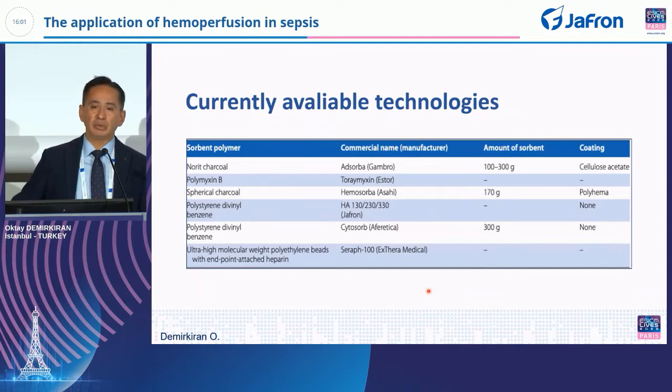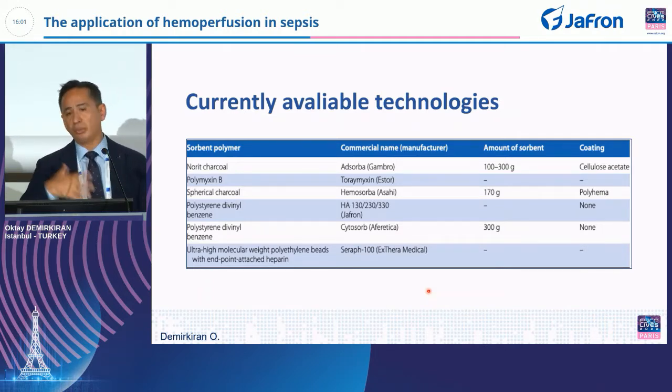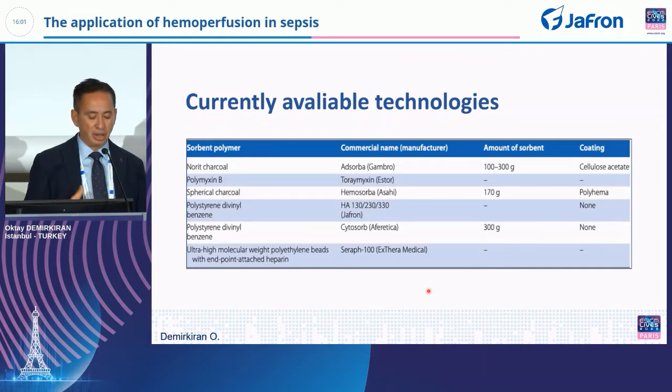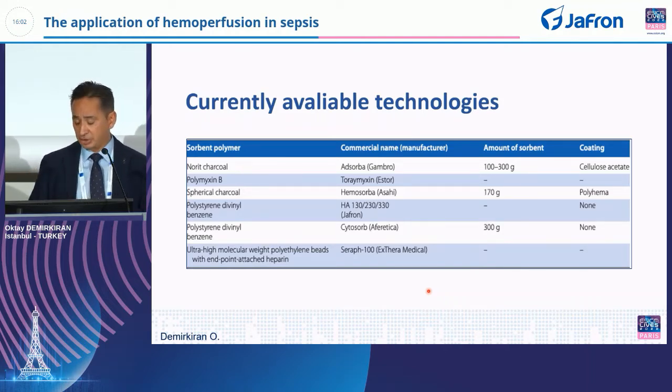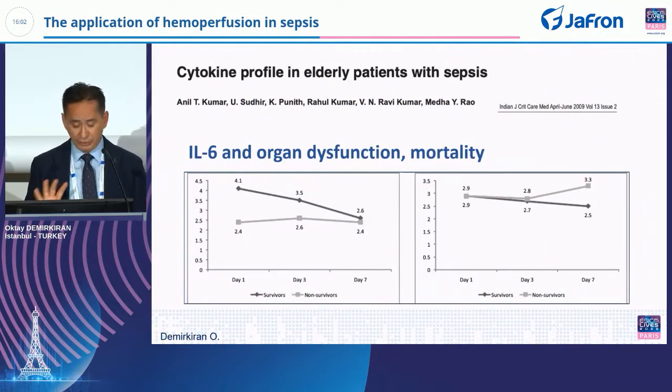The currently available technologies are here. As you see, there are sorbent polymer differences. There is Nordic charcoal, polymyxin B, spherical charcoal, or polystyrene divinylbenzene, or ultra-high molecular weight polyethylene beads with end-point attached heparin. They are all different from each other.